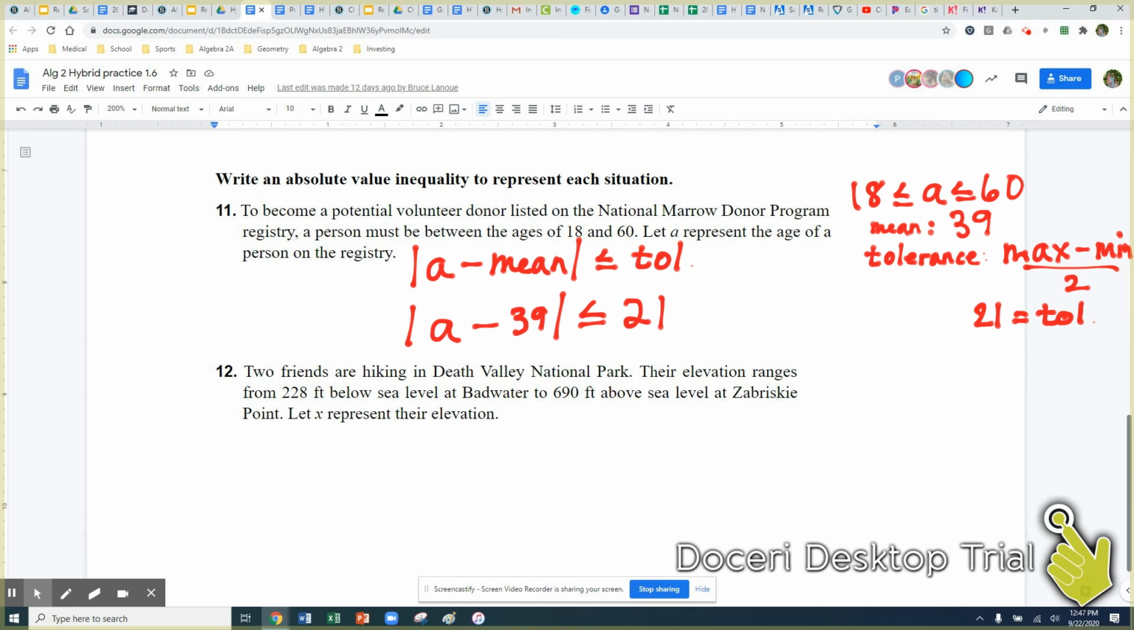So I'm going to have you try number 12. Just to remind you, on number 12 you're going to want to find the mean and also find the tolerance. Let's put the formulas for that. The mean is the max plus the min, divided by 2. Tolerance is your max minus the min, divided by 2. That's what you're going to look for on number 12. You're also going to want to look at this carefully: if you have 228 below sea level, that's a negative number. So just keep an eye on that.